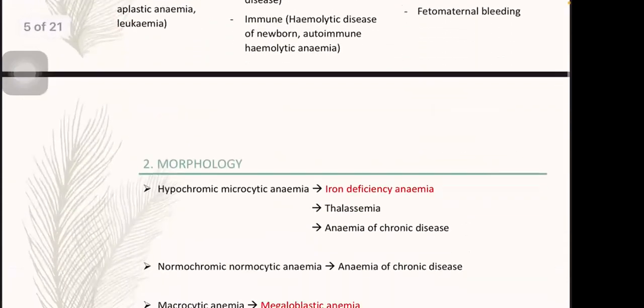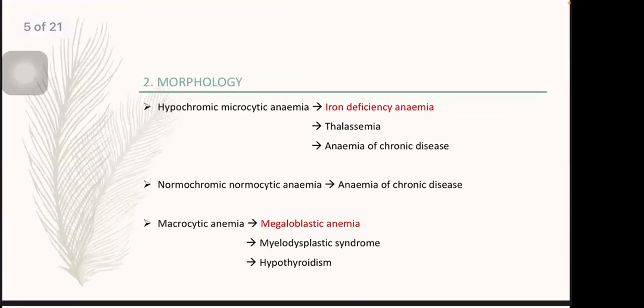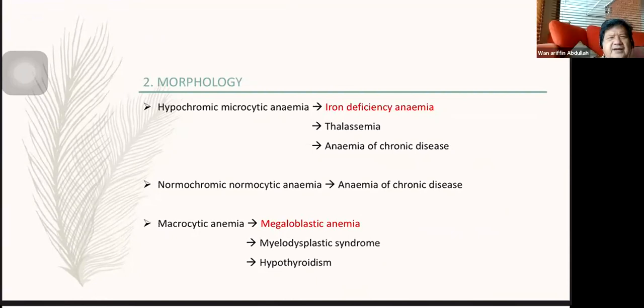So next, anemia can also be classified according to the morphology. So the specific characteristic of the red blood cells, such as the size, the color, which shows the hemoglobinization, and also the shape of the red blood cells. So iron deficiency anemia falls under the hypochromic microcytic anemia, and megaloblastic anemia falls under macrocytic anemia. So you should try and combine the two classifications together.